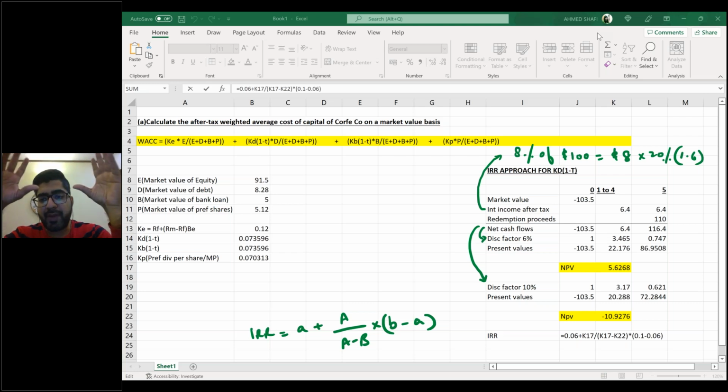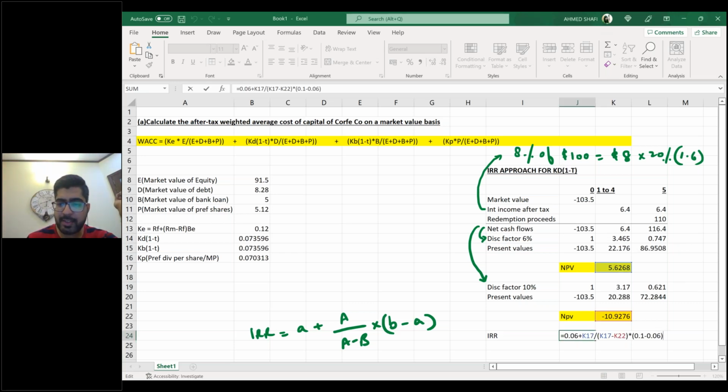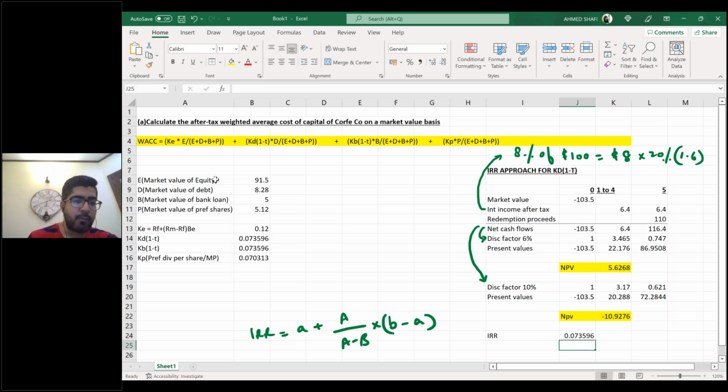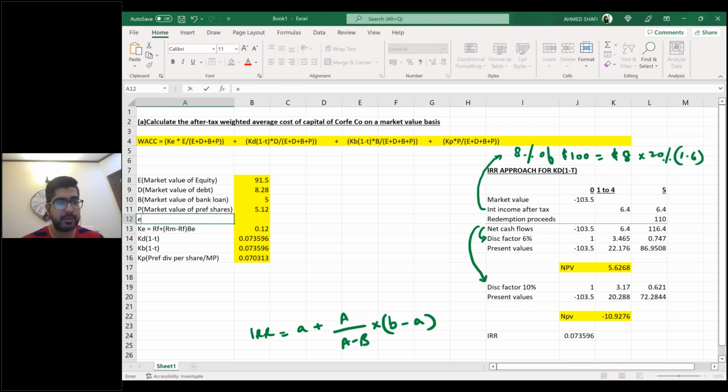So KD is IRR. 5-year redemption, 3 transactions: market value outflow, interest income after tax, redemption. Net cash flow, take any factor, get positive NPV, increase it to get negative NPV, and get IRR. IRR is KD, and I have assumed it same as KB. Now once you have all these 8 things, you can just put them in the equation to get WACC. For WACC, it's better you create E plus D plus B plus P, because you will be needing that. E plus D plus B plus P is the sum of all these E, D, B, and P.